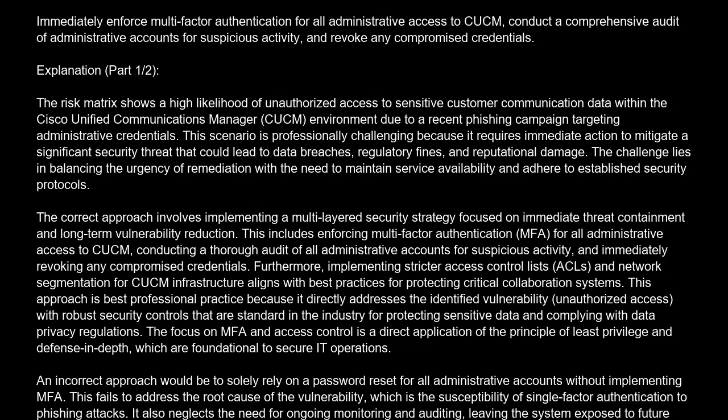The correct answer is C. Immediately enforce multi-factor authentication for all administrative access to CLICA. Conduct a comprehensive audit of administrative accounts for suspicious activity, and revoke any compromised credentials.